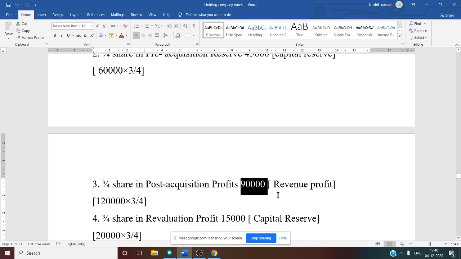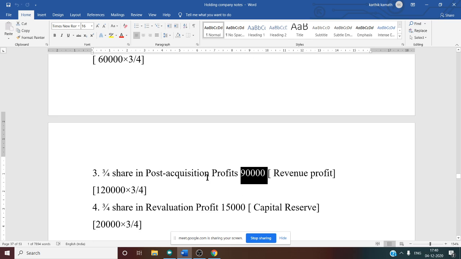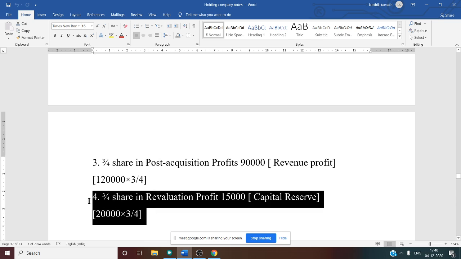There is a holding company profit and loss you have to write. After that, there is a subsidiary company column. There you have to show this amount. Now after that, there is a revaluation profit. So we have already distributed revaluation profit to the minority. Now we have to do the same for majority.